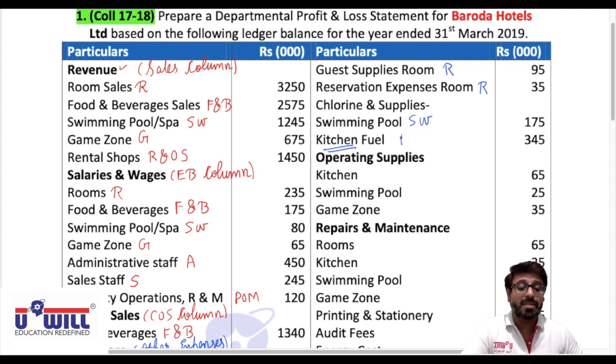Kitchen fuel means food and beverages. Kitchen fuel would be used in food and beverages department. Operating supplies of kitchen, food and beverages department, other expenses. Swimming pool, food and beverages departments, other expenses. Game zone departments, other expenses. All these are operating supplies. They are also which category? Other expenses. We have to include them in note.